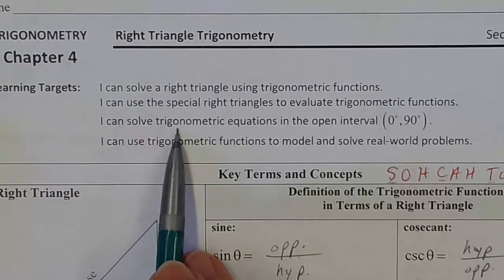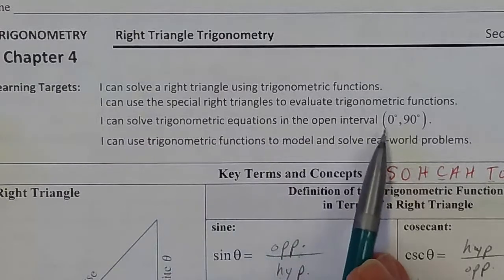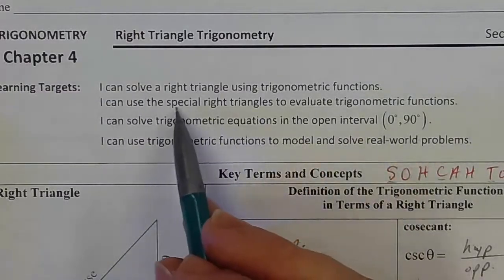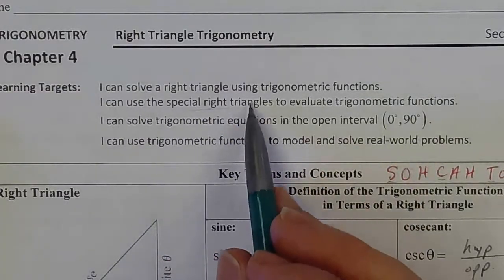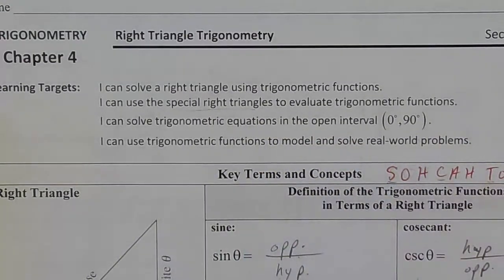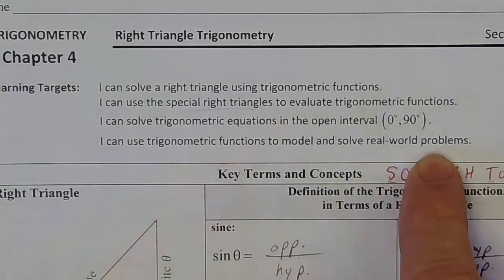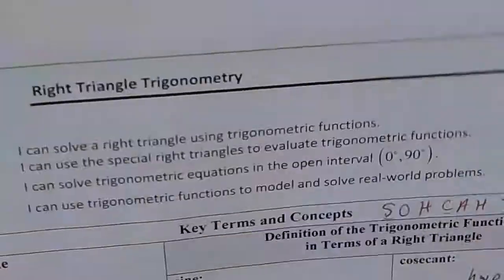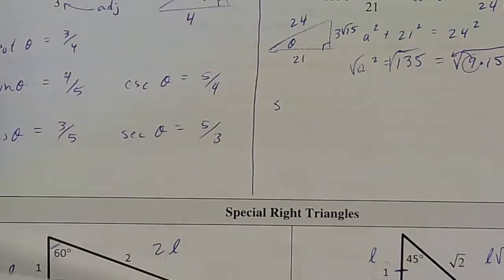Today we're also going to work on solving trig equations in the open interval 0 to 90. It actually is still related to special right triangles, so these go hand in hand. And we'll kick off some of these real-world problems today. We'll also probably need tomorrow because these take some time to set up. Okay. All right, so here we go.